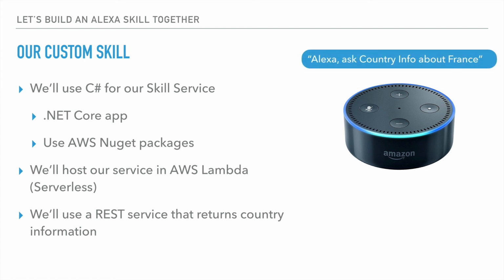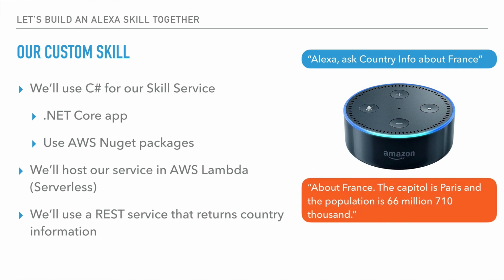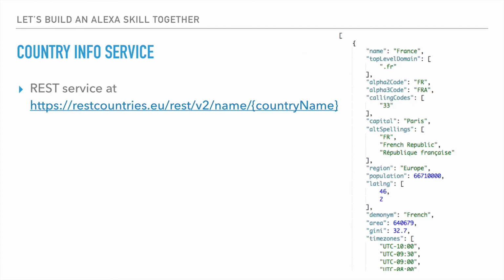Alexa, ask Country Info about France. About France. The capital is Paris and the population is 66,710,000. And that's exactly what our service will sound like when we use it. Here's a preview of what our REST service will look like. It's hosted at restcountries.eu, and that URL works right now, and you can use it too. Please visit that site and donate to the creator, the author of it, if you are interested in using it.